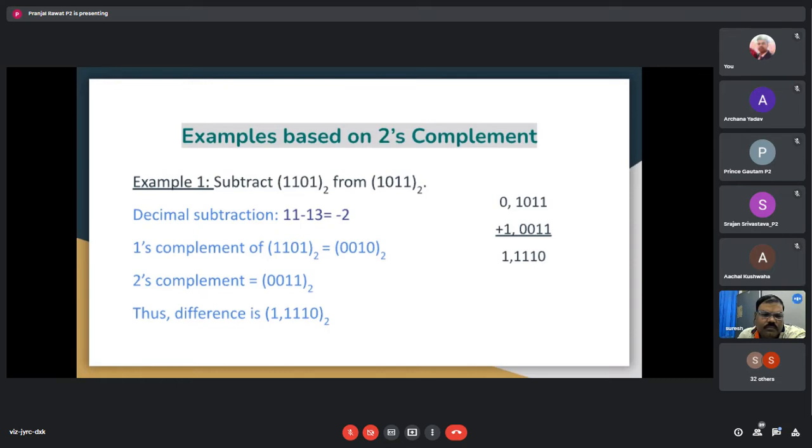The example for it is: subtract 1101 base 2 from 1011 base 2. Decimal subtraction will be 11 minus 13, which is equal to -2. One's complement of 1101 base 2 is equal to 0010, and two's complement will be the addition of 0010 plus 1, which is equal to 0011 base 2. The difference is the addition of two's complement of 1101 and 1011, which is equal to 1110 base 2.